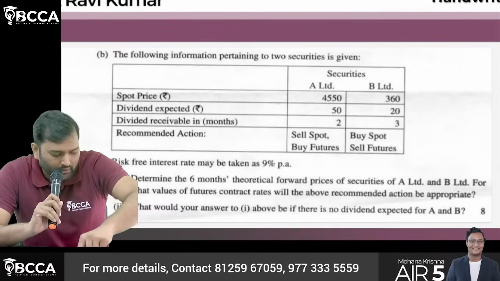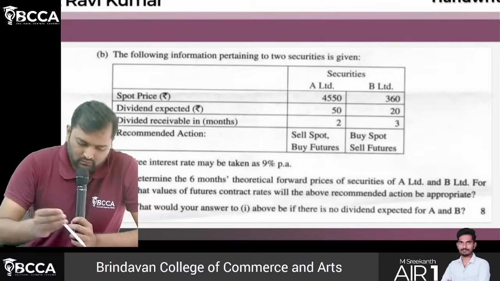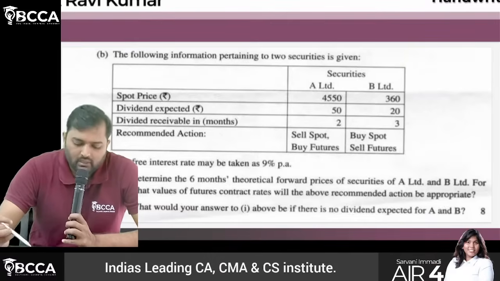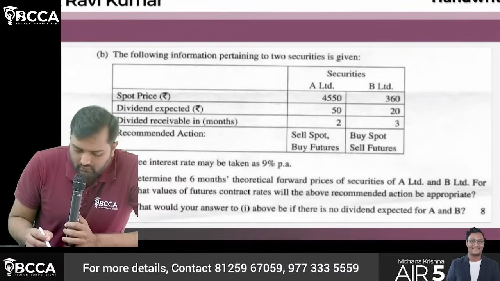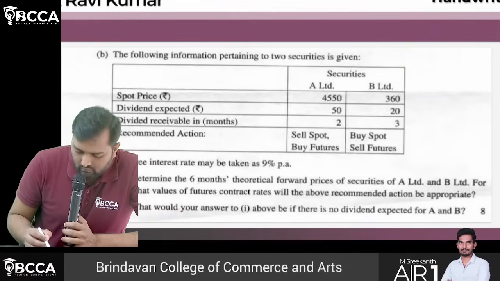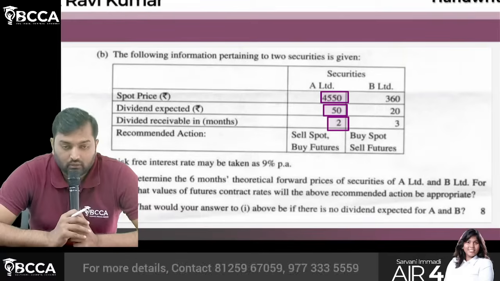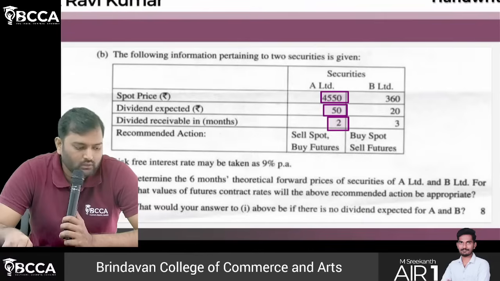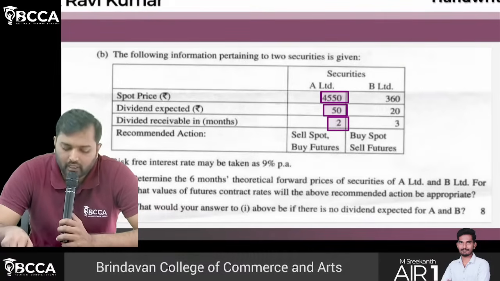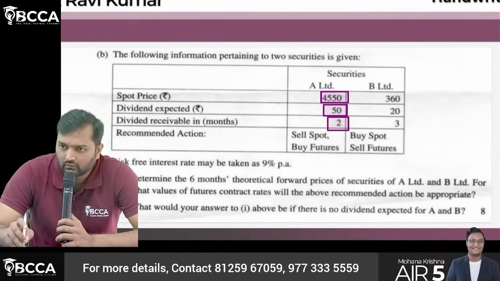So first of all, what they are actually asking, you have to understand. The following information pertains to two securities. First, see one security. What is the spot price? 4550. Dividend expected 50. Dividend is receivable in 2 months. In the last question, dividend was not given, but here the dividend amount is given. Spot price 4550.